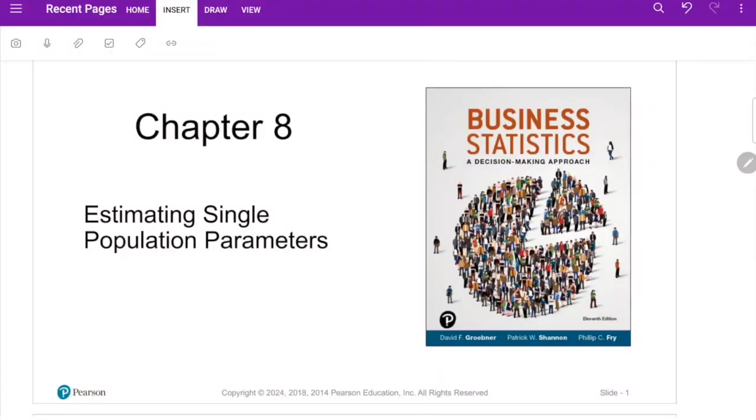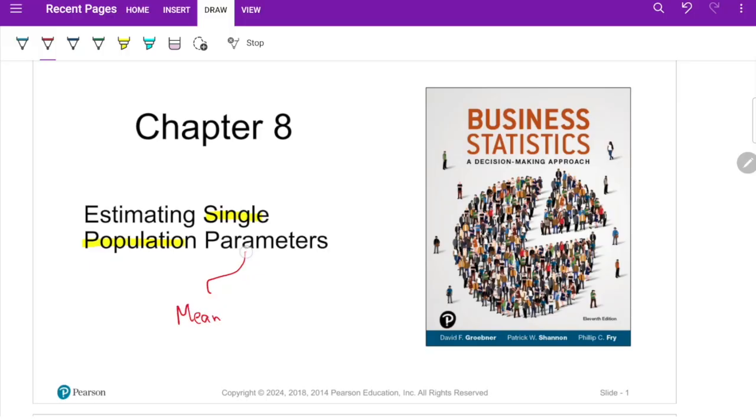So chapter 8 is about estimating single population parameters. We will be talking about two types of parameters. We will be estimating the population mean, and we will be estimating population proportion.